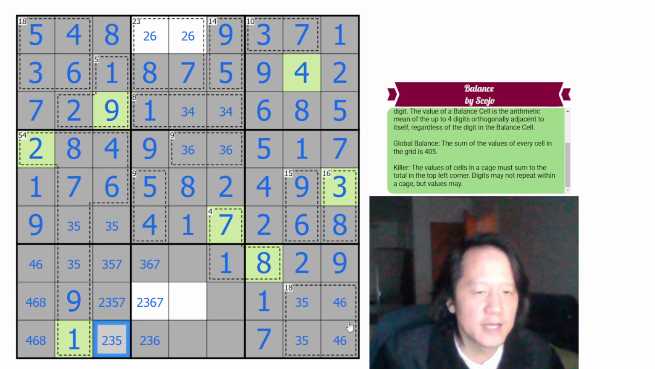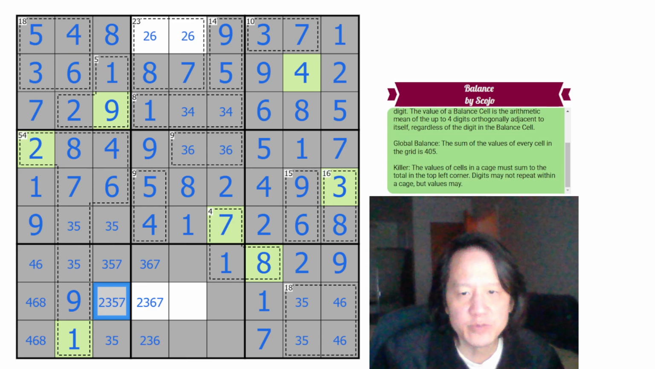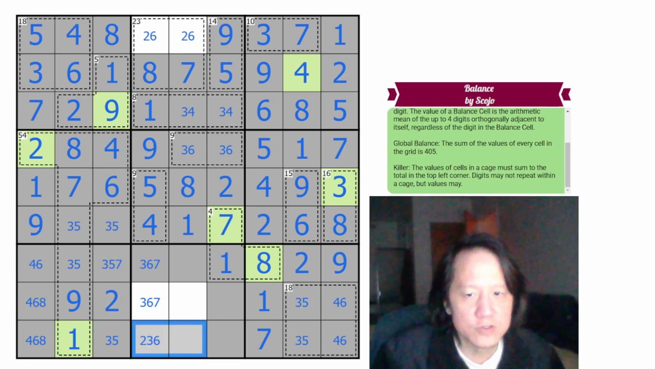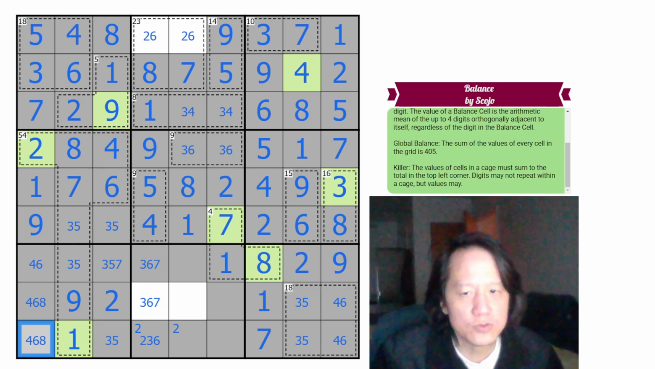So this cannot be 2. So this has to be a 2, which means this can't be 2. So the 2 is one of these two here. And it's either 3, 8, and 9 or 5, 6, and 9, adding up to 20.